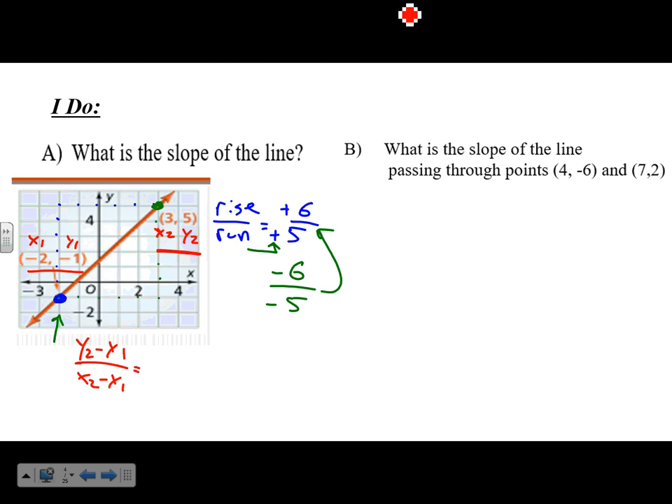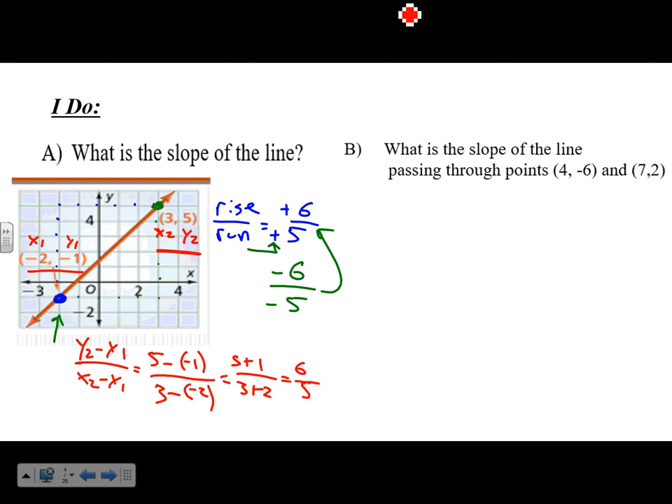y2 is 5 minus negative 1 over 3 minus negative 2. Now, if I were you, I would just put that in my calculator. 5 minus negative 1, 3 minus negative 2. That way you don't have to worry about any fancy things. But if you do it by hand, minus negative is a plus. So that's 5 plus 1, and 3 plus 2, so that's 6 over 5.